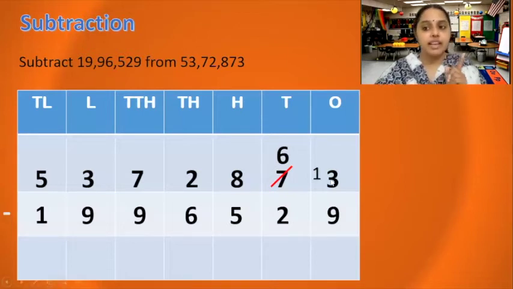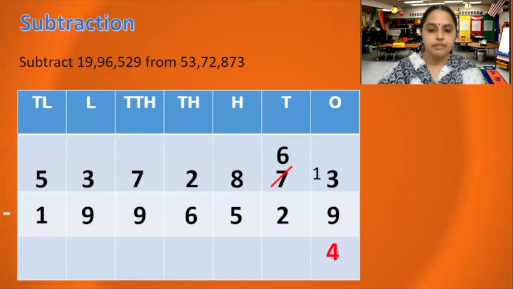Now everyone tell me what is the answer? 13 minus 9. How do we do it? Just count from 9 up to 13. So after 9, 10, 11, 12, 13. How many fingers? 4 fingers. So the answer is 4. So when we subtract in the ones place, 13 minus 9, we are getting 4.